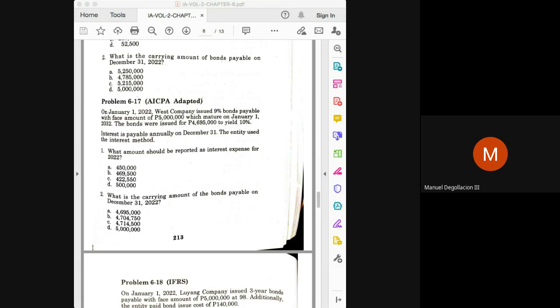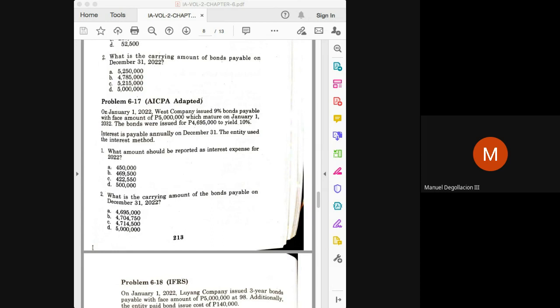Next, carrying amount. Okay, it's 5 million minus the remaining discount or the unamortized discount, which in this case for the second year is 244,000. You will have 4,756,000. Alternative solution: previous carrying amount plus the amortization this year, since this is a discount. How much was the carrying amount last year? It's 4,725,500, and then add the amortization this year of 30,500, you would still arrive at 4,756,000.